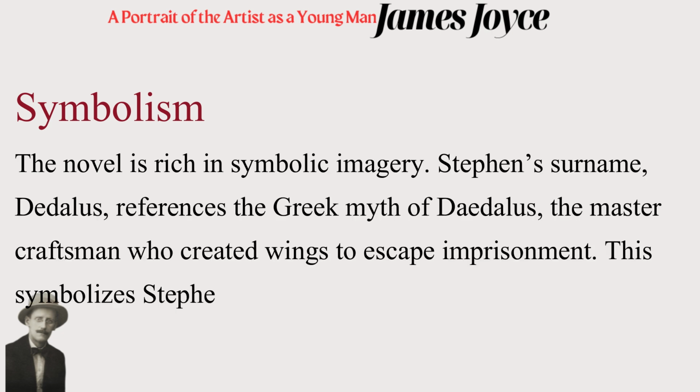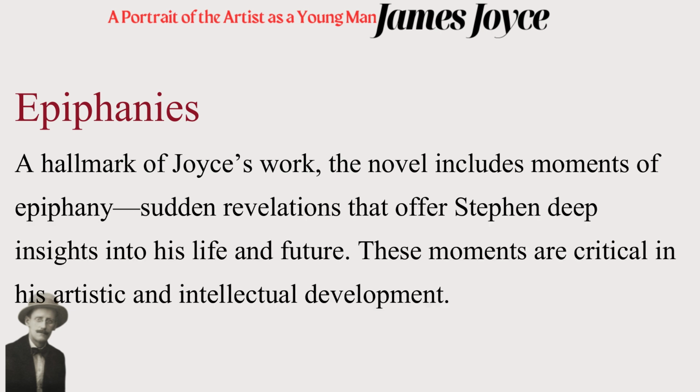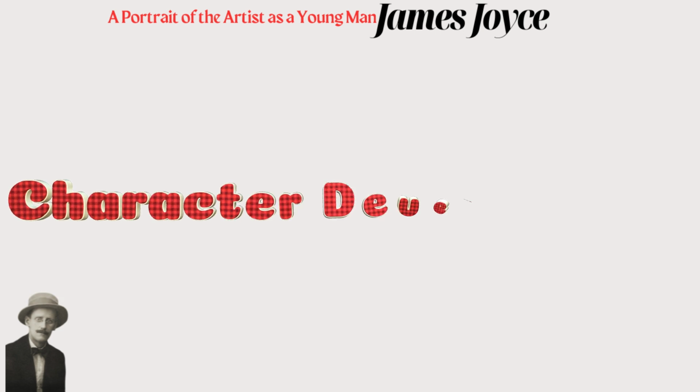Symbolism. The novel is rich in symbolic imagery. Stephen's surname, Dedalus, references the Greek myth of Daedalus, the master craftsman who created wings to escape imprisonment. This symbolizes Stephen's desire for freedom and artistic flight. Epiphanies, a hallmark of Joyce's work: the novel includes moments of epiphany, sudden revelations that offer Stephen deep insights into his life and future. These moments are critical in his artistic and intellectual development.